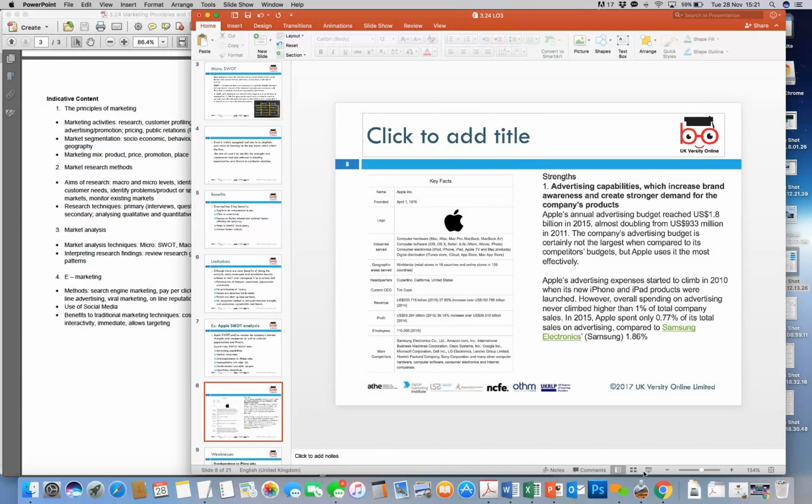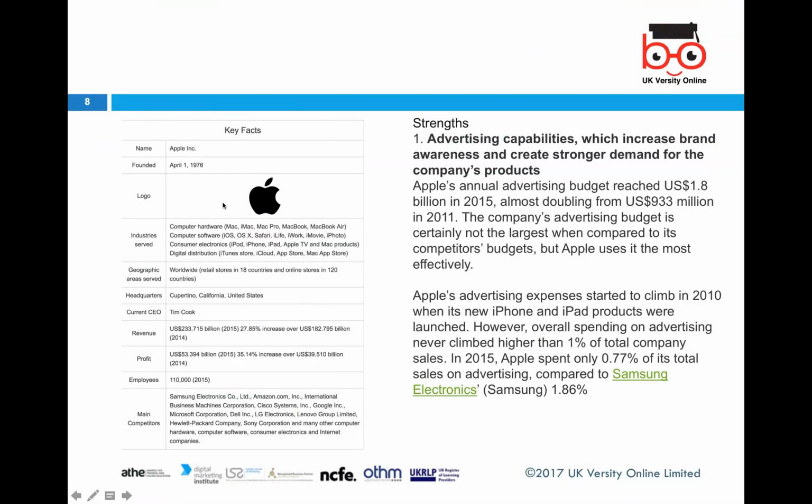So I've got a snapshot of Apple in terms of key facts here. This is 2015, 2016 financial year data. Then let's look at some of the strengths. What are the strengths that we look at for Apple?